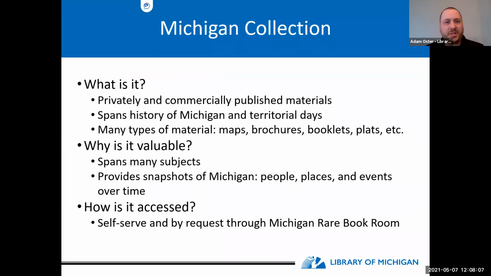Getting more into the Michigan collection itself, this is where we have both privately and commercially published materials spanning the history of Michigan and its territorial days. We certainly have our fair share of books, but we also try to collect maps, brochures, booklets, plats, spanning a variety of subjects, providing a snapshot of Michigan from the people, the places, the events, all over time. Normally, you can just walk in and look at this on the shelves, but because the building is closed, we can't do that right now.